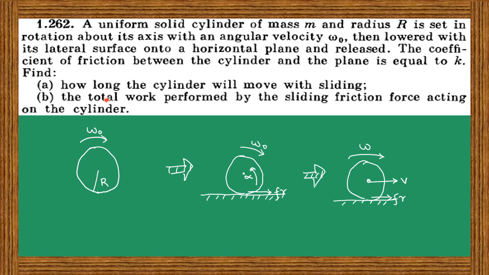So the question is asking how long the cylinder will move without sliding. That means what is the time taken from this position to this position? How do we find the time taken here? This much is understood in the question. So let's start with whatever you know.